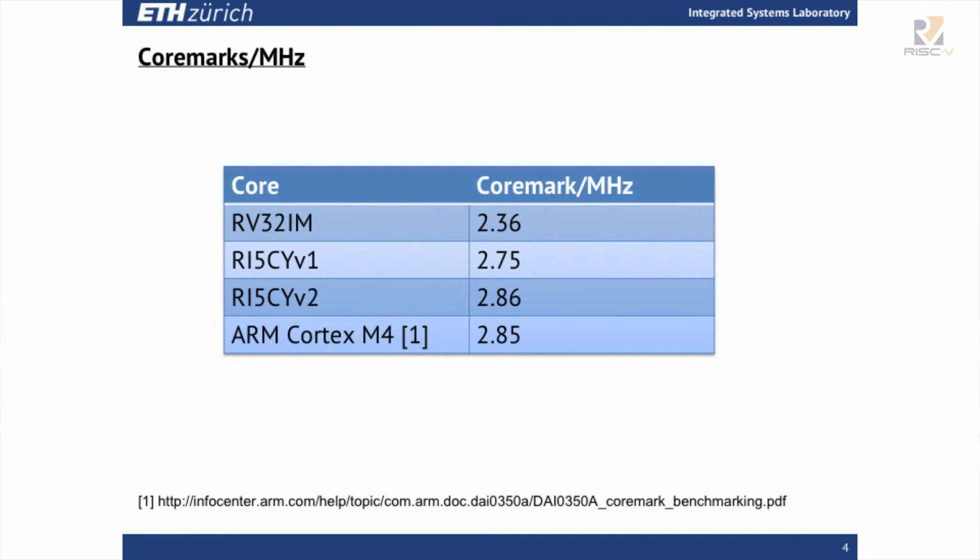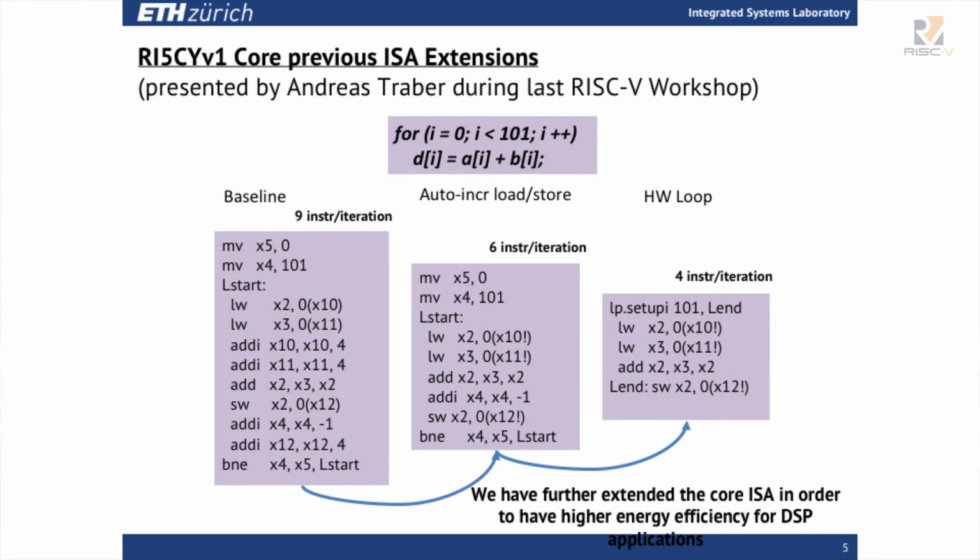So we can say our microcontroller is actually competitive with state-of-the-art microcontrollers. Here you see some numbers. The CoreMark per megahertz of our RISCY V2 is actually competitive with the Cortex-M4 by ARM. And here is an example of our previous extensions.